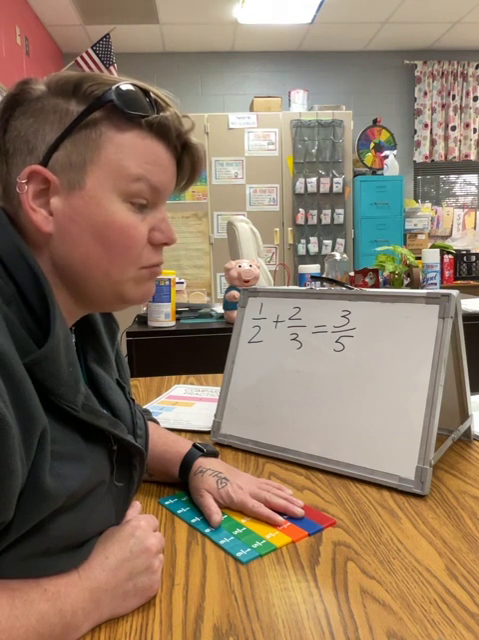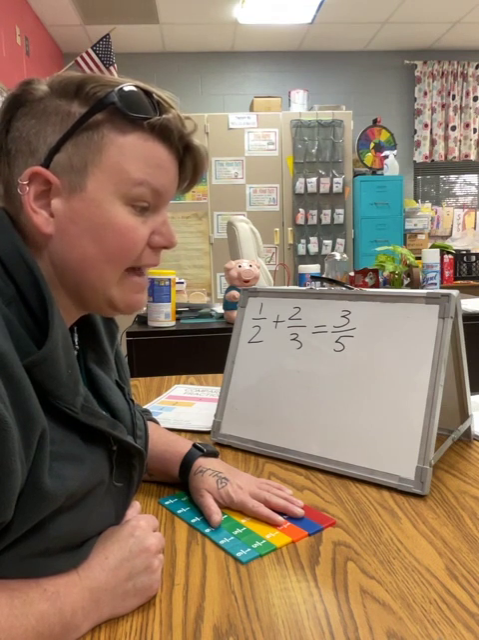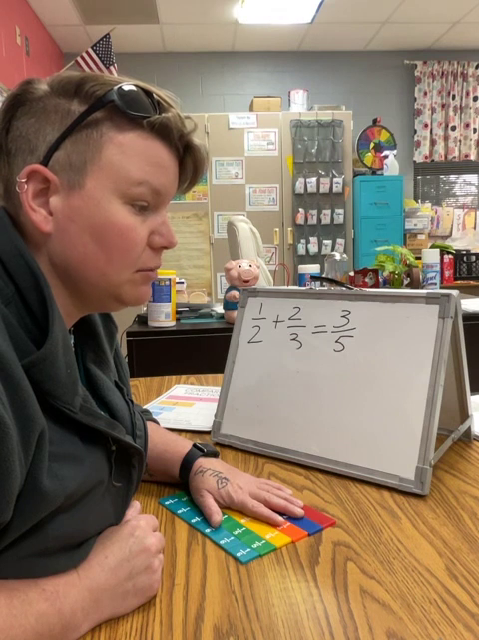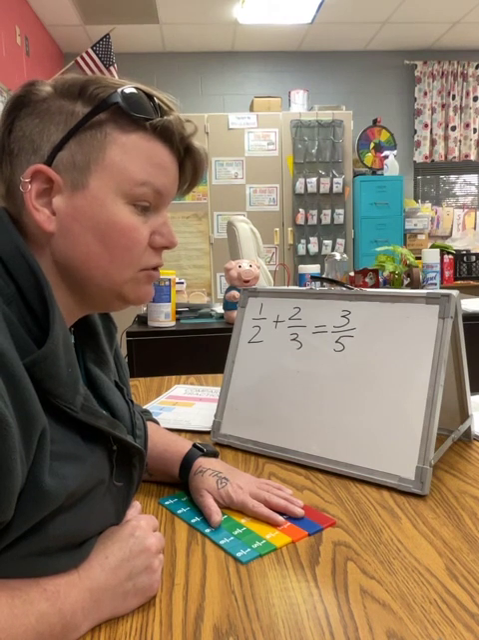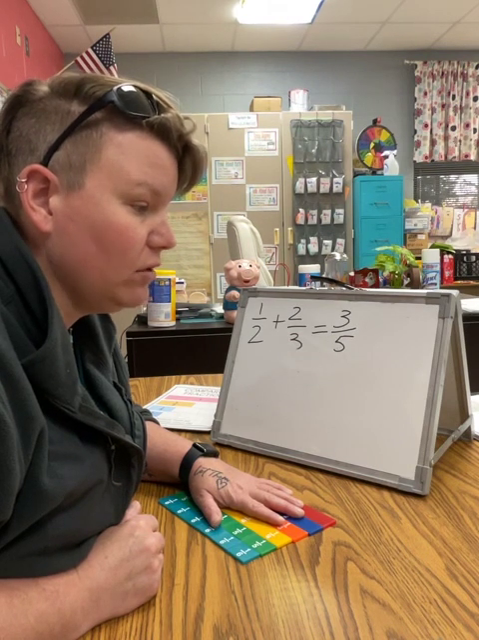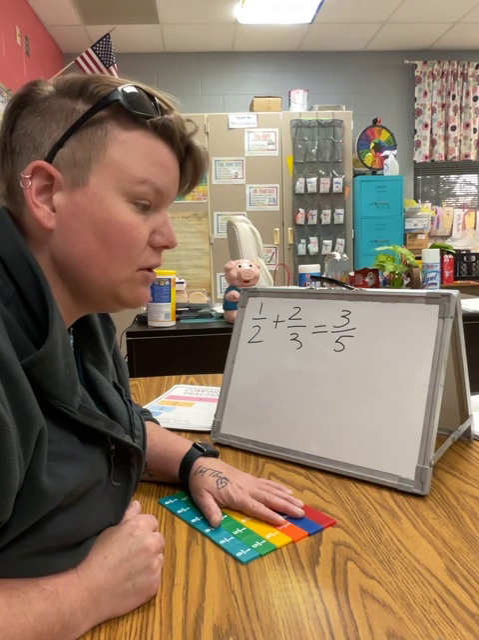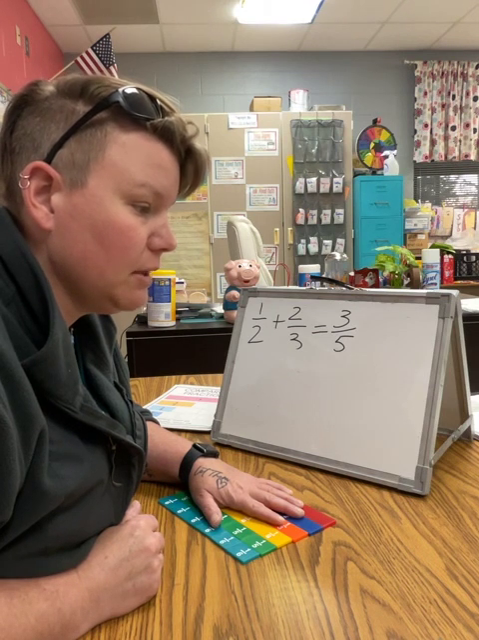And then 5.NF.10, add and subtract fractions and mixed numbers with unlike denominators using fraction equivalents to calculate a sum or difference of fractions or mixed numbers with like denominators.